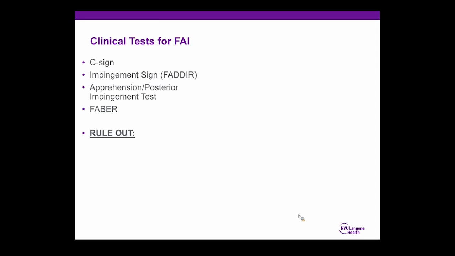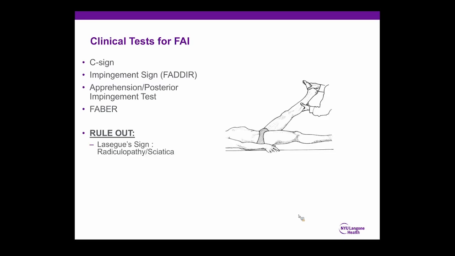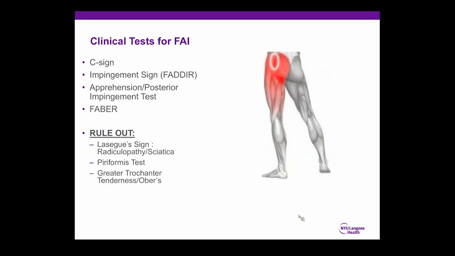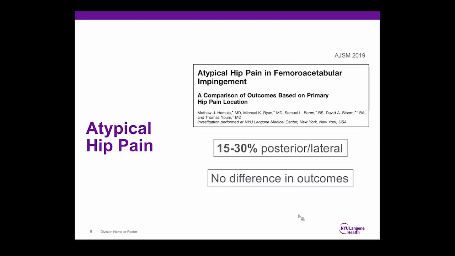It's important to rule out other causes of pain around the hip. So you're going to want to do a straight leg raise, a Lasègue's sign, rule out any radiculopathy, piriformis test. You can have more peripheral sciatic nerve impingement. And then obviously greater trochanteric bursitis can oftentimes mimic that posterior pain as well. It's so important to assess that with palpation and an Ober's test.